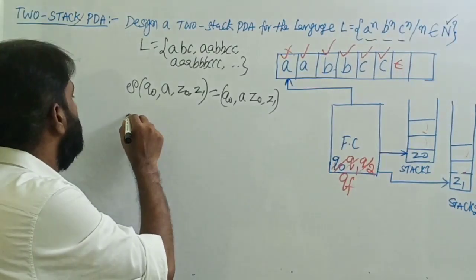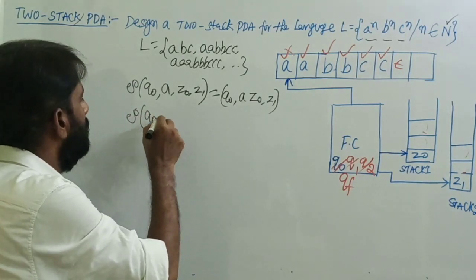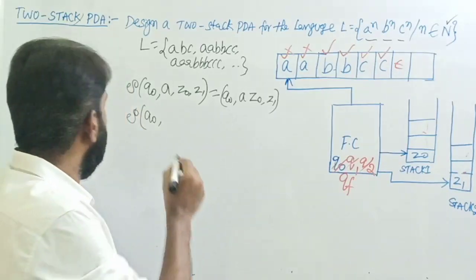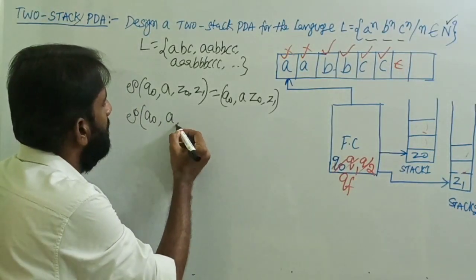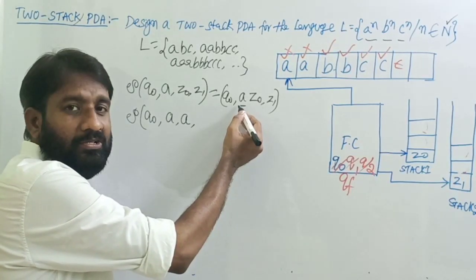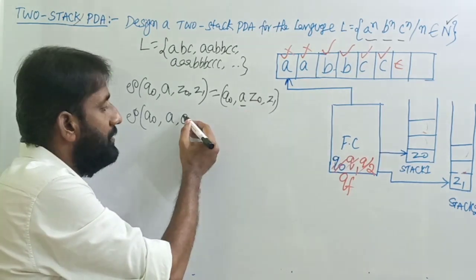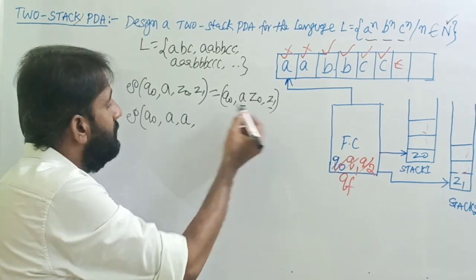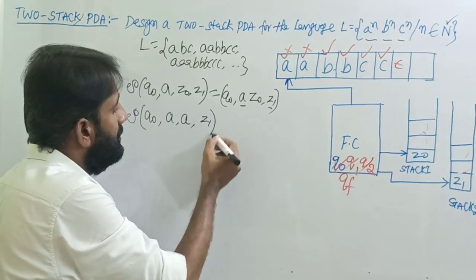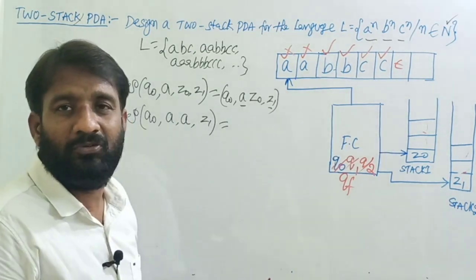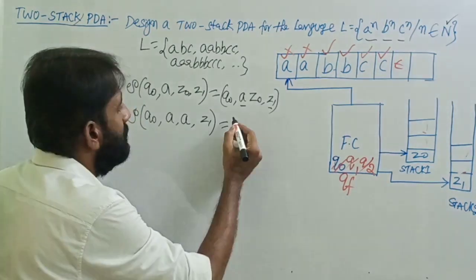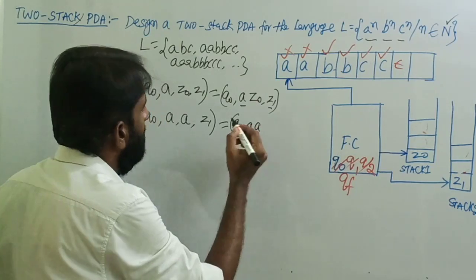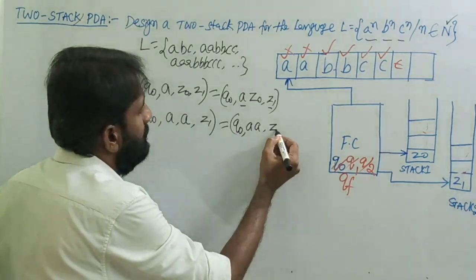Then transition of Q0. Let's assume the next input symbol is A. So input symbol is A. Now tell me, top of stack 1 is A, then top of stack 2 is Z1. That is equals, so add all A's onto stack 1 only. So Q0, A comma Z1.